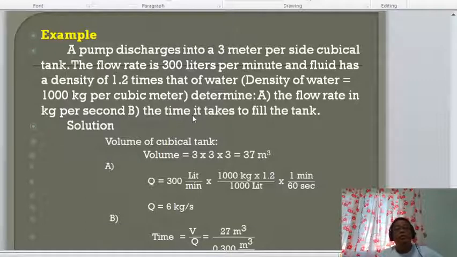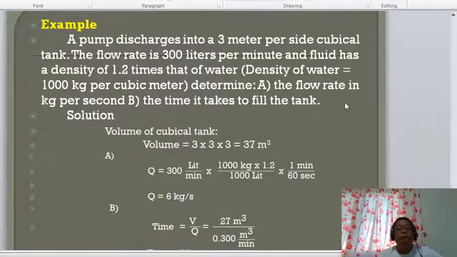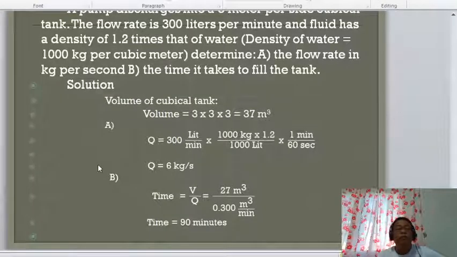So the discharge is 300 liters per minute. Changing it to kilograms per second, the value is 6 kilograms per second. And the time required is the volume divided by the discharge: 27 cubic meters divided by 0.3 cubic meter per minute. The resulting value is 90 minutes.